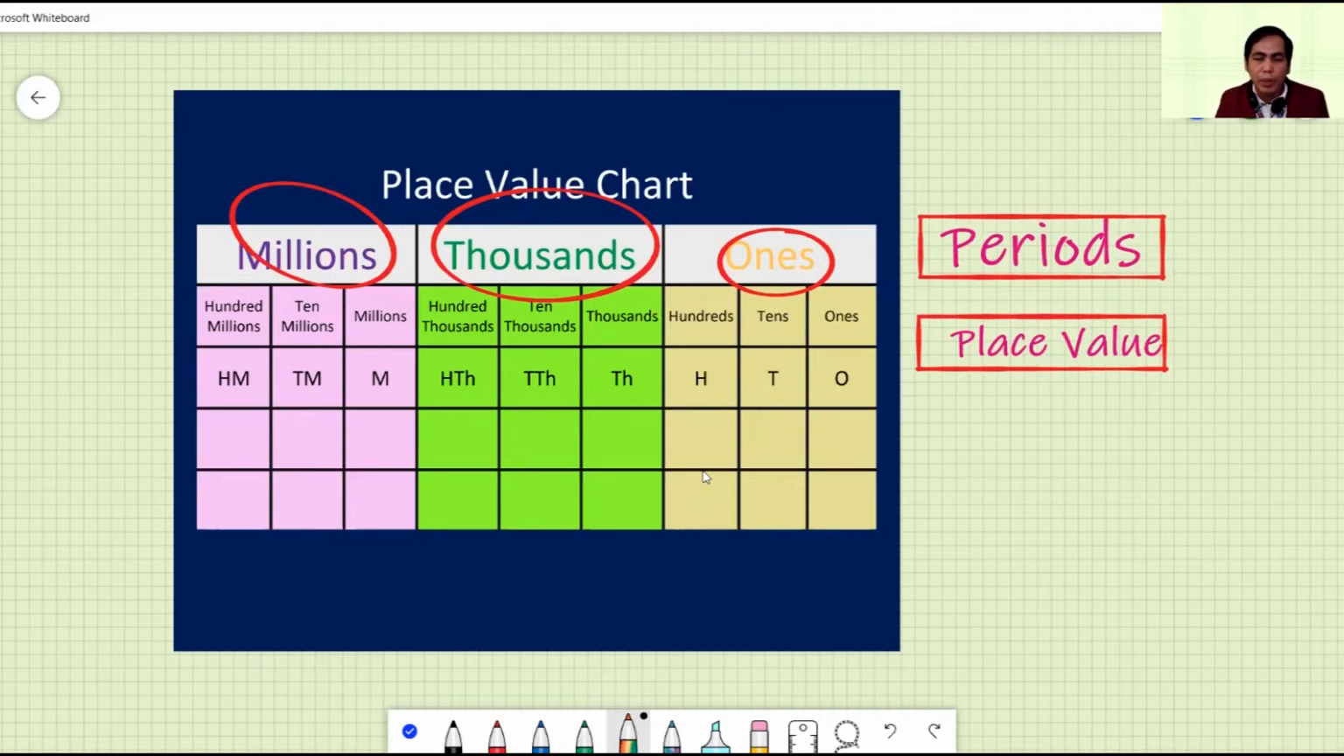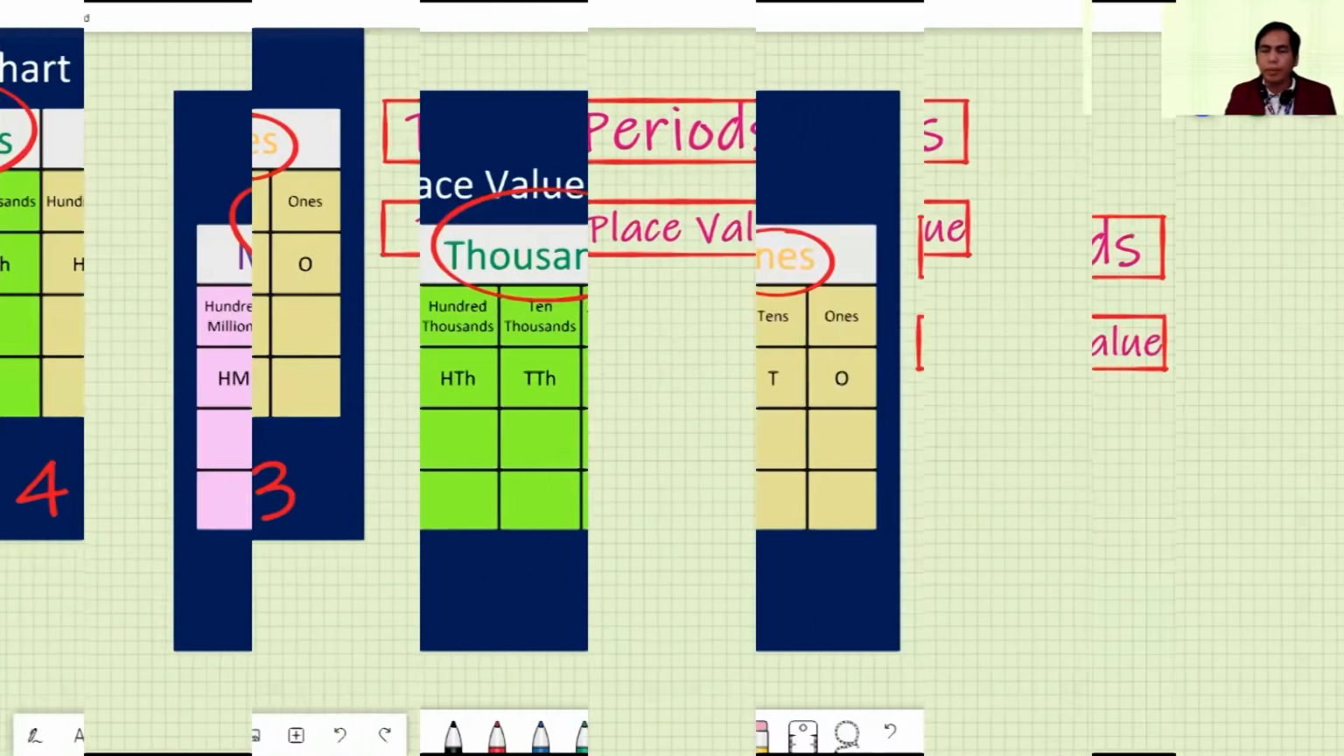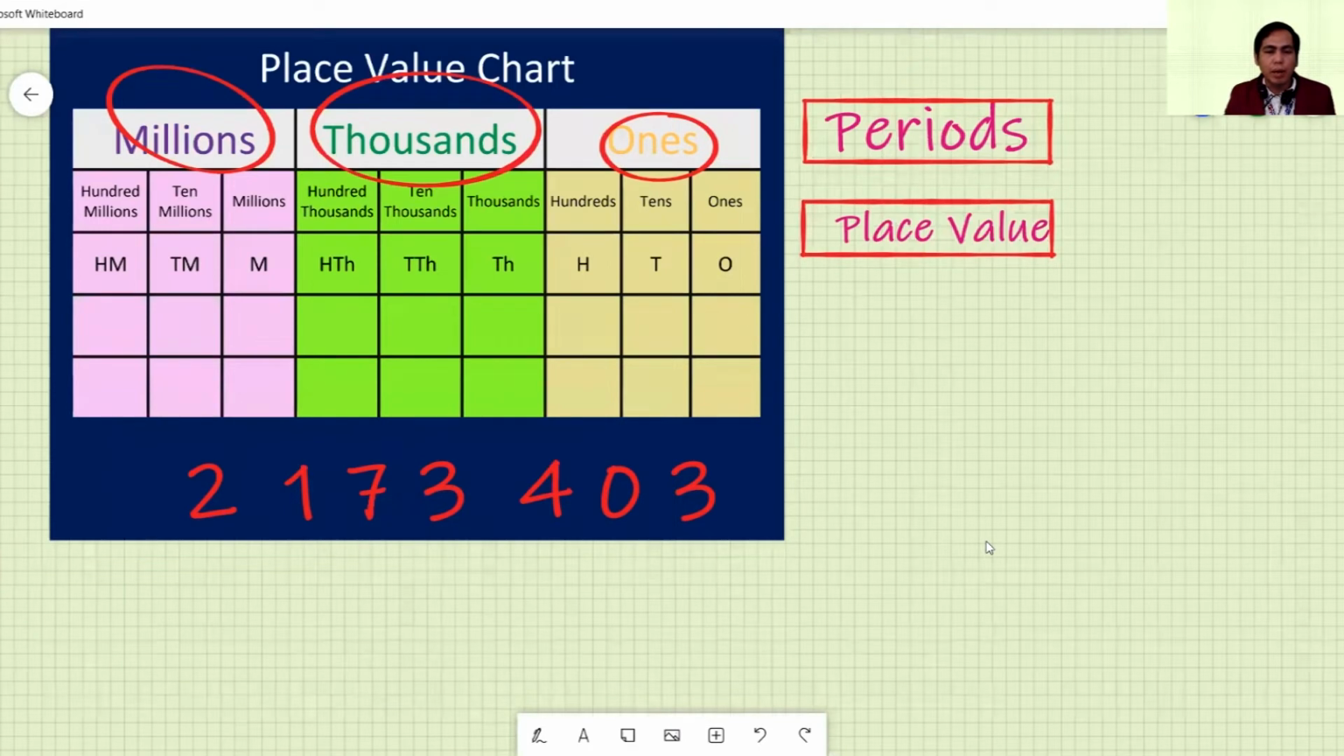For the ones period, we have the ones, then tens, hundreds. For the thousands period, we have the thousands, 10,000s, 100,000s. And then for the millions, we have millions, 10 millions, and 100 millions. We shall now place our numeral into our place value chart.